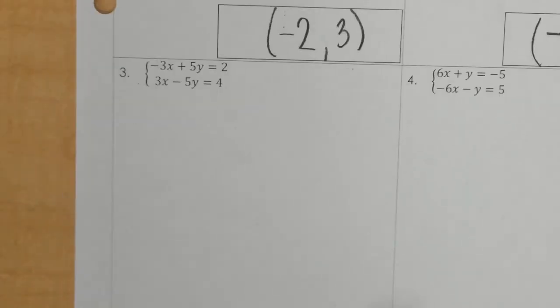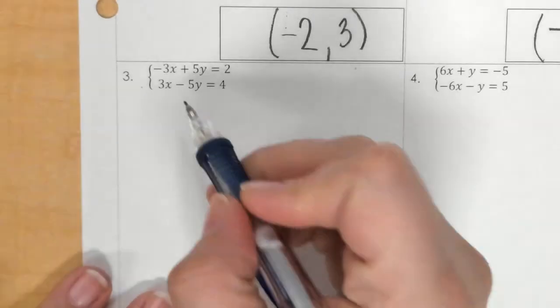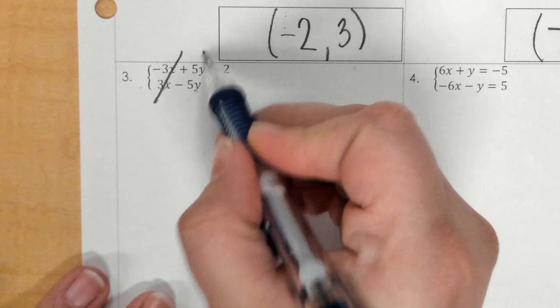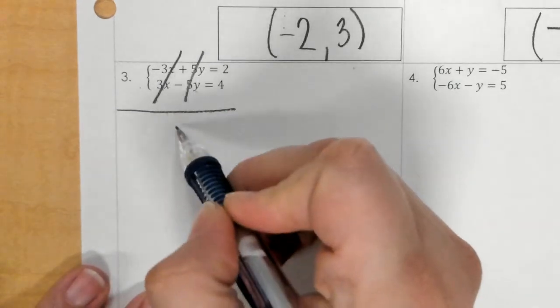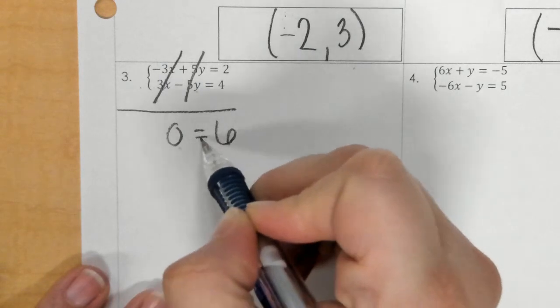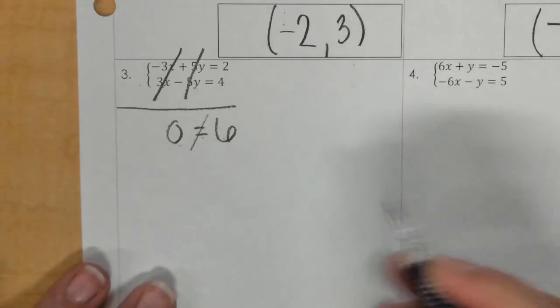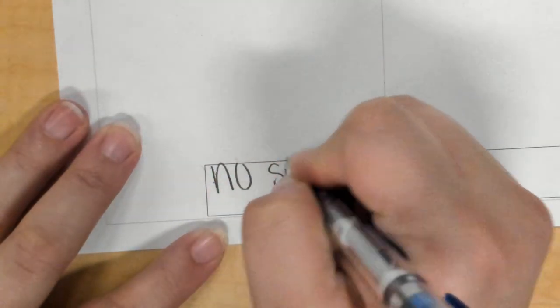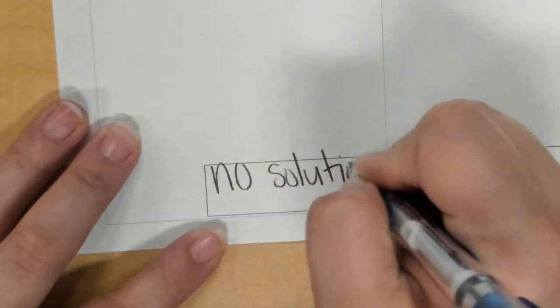Okay, number 3. Here we have opposites. We have opposites here. So that gives us a 0, and that becomes 6, and 0 equals 6. That's not true. So no solution.